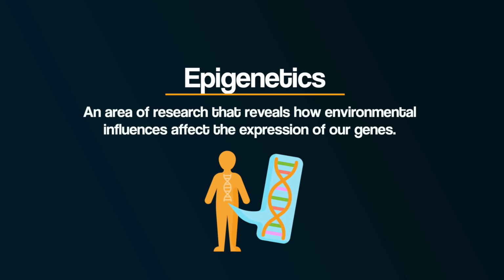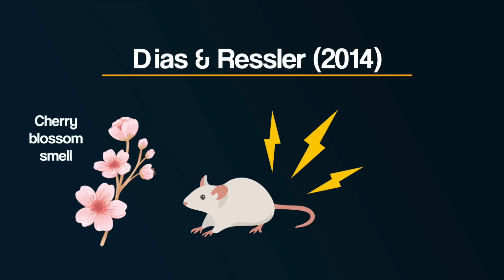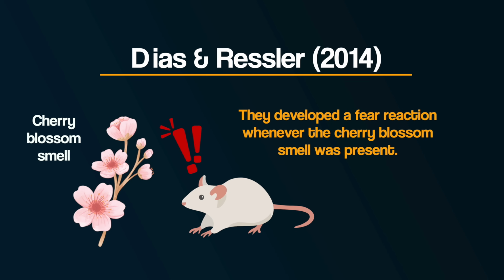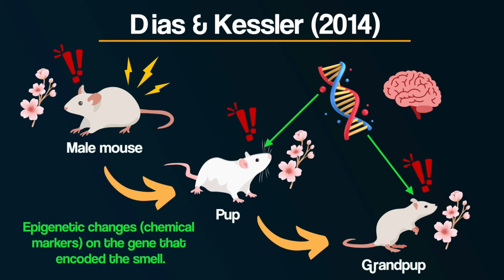Epigenetics provides another example of the interaction between nature and nurture. This field explores how environmental factors can alter gene expression. Researchers discovered that when we experience certain events in our environment, it can leave a chemical marker on our DNA. These markers are thought to turn on or off certain genes. In Diaz and Resler's 2014 study, mice trained to associate a smell with a shock showed a fear response to that smell in future generations, despite no exposure to the shock. This suggests that environmental factors can influence genetic expression across generations.